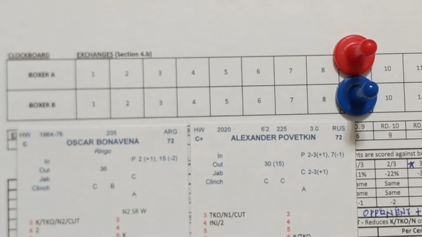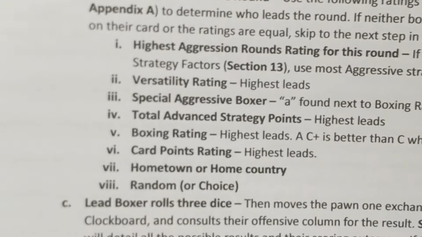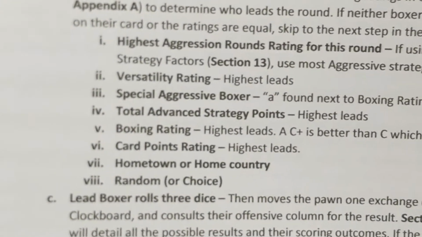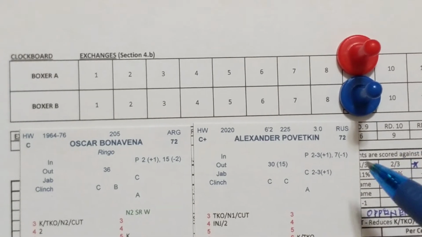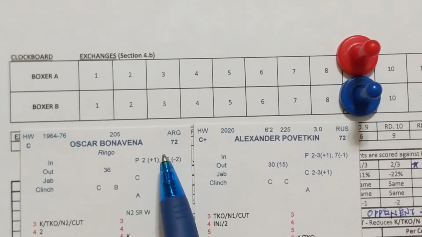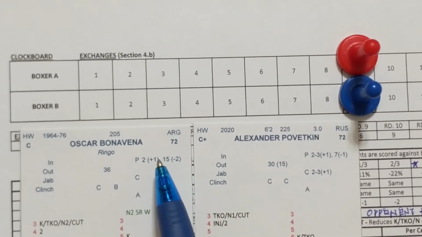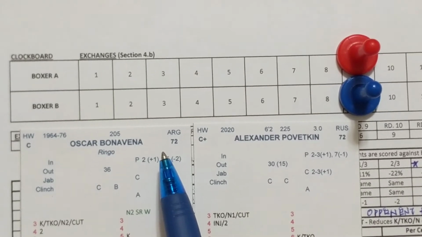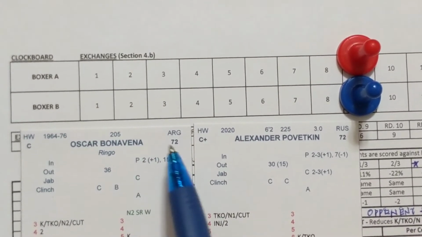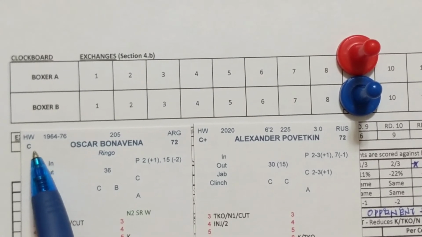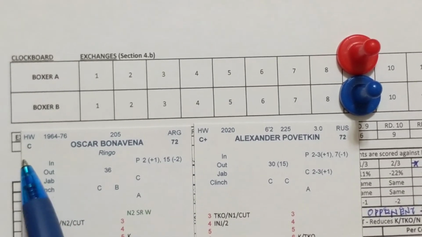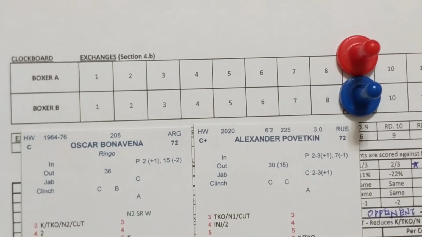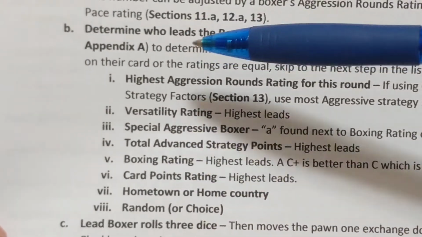And then we determine who leads the round. First, you check if they have any higher aggression rounds ratings. Neither of them are rated for that, so that doesn't come into play. Versatility rating. Some boxers will be rated over here next to their number of points with what favored blows they have, where capital L is left to the body, capital R is right to the body, small l is left to the head, and small r is right to the head. And if they had some over here for however many they had, they would have a number over here, which would be their versatility rating. So if he had an RL for right and left to the body, this would be a C2. But neither of them have this rating, so the versatility doesn't come into play.